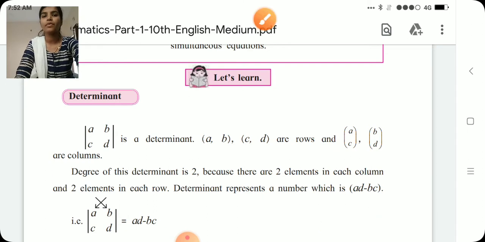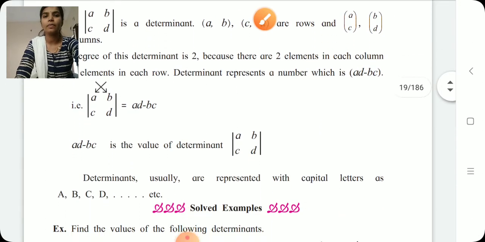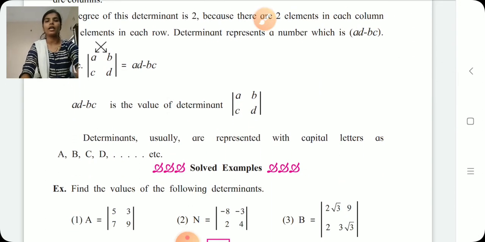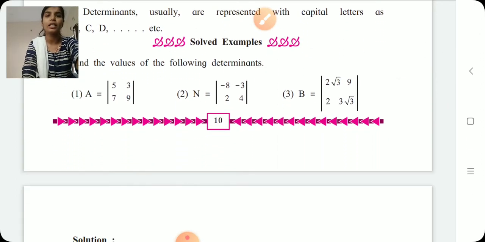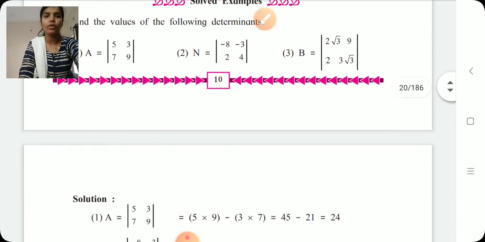Then we will see one example. Before that I want to tell you that determinants are usually represented with capital letters such as A, B, C, D, and so on. Then we will see how to solve determinants. Here the first example is 5, 7, 3, 9. This is our determinant. Then you cross multiply it.